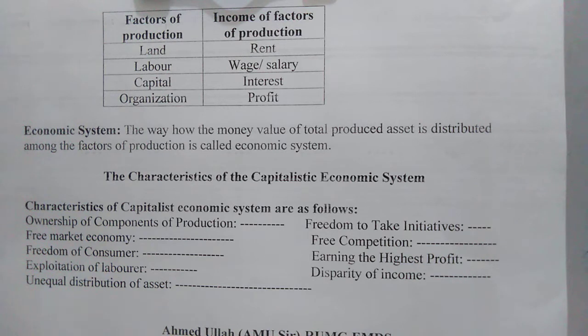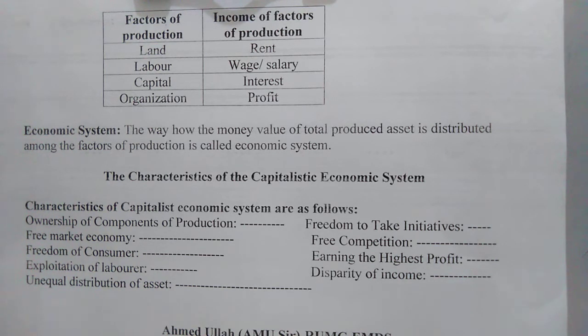Now, next point, exploitation of laborer. Since the objective in the capitalist system is to make maximum profit, the producer gives less wages to the laborers. As a result, the laborers are exploited in the capitalist economic system.